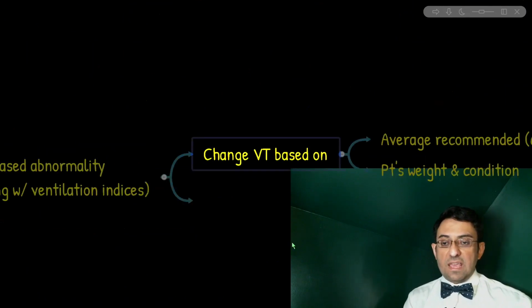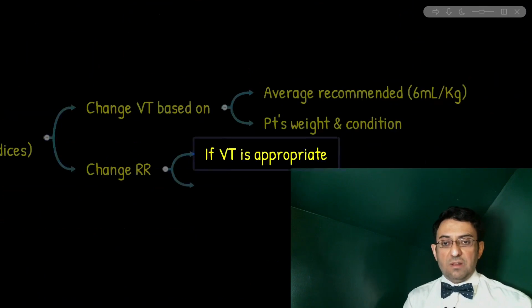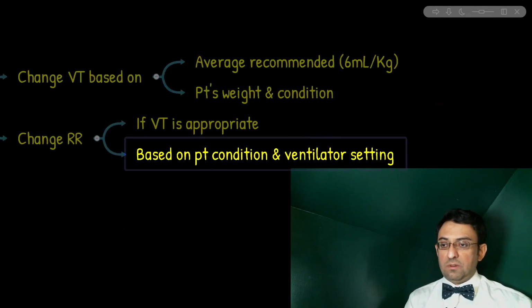Now, if the tidal volume is within the recommended range for the disease and for the patient weight and condition, and still the patient has some ABG abnormalities, then we manipulate respiratory rate. Respiratory rate is determined not only based on patient condition, but also based on ventilator setting. We discussed some examples based on patient's condition, such as high respiratory rate in ICP and very high respiratory rate in ARDS and interstitial lung disease.